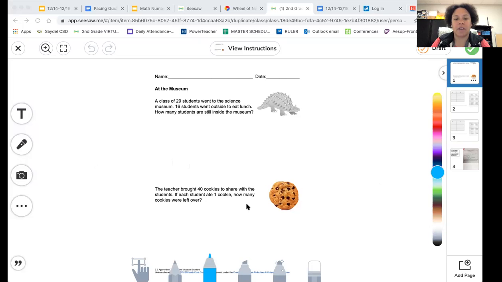If we were going to use it on the number line, we could show it like this. Start with 40 over here on the right. We want to subtract by tens because we know that's pretty easy to subtract by tens. And we have to take away 29 because there were 29 students in the class. So 40 minus 10 gives us 30. 30 minus 10 gives us 20. So we're down 20. And now we have to go 9 more back. So 20 minus 9 gives us 11. So we know there are 11 cookies left over.